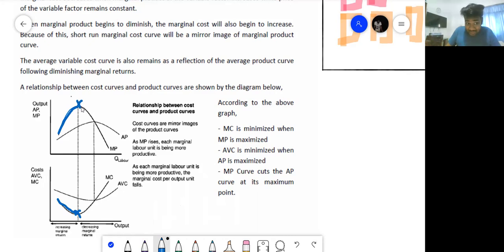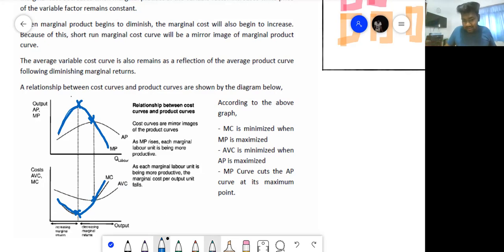Then when marginal product starts to fall, MC starts to increase. And then marginal product will cut average product at the topmost point. When AP is at its maximum only, marginal product cuts AP. Okay, MP cuts AP at its maximum. Same thing the opposite there. Marginal cost will cut, remember, it's marginal product and marginal cost. Average product, not average cost, it's average variable cost, right? Sometimes they will give average cost, but the most correct one is average variable cost, not average cost. Okay, so then this will cut the average variable cost at the bottommost point.